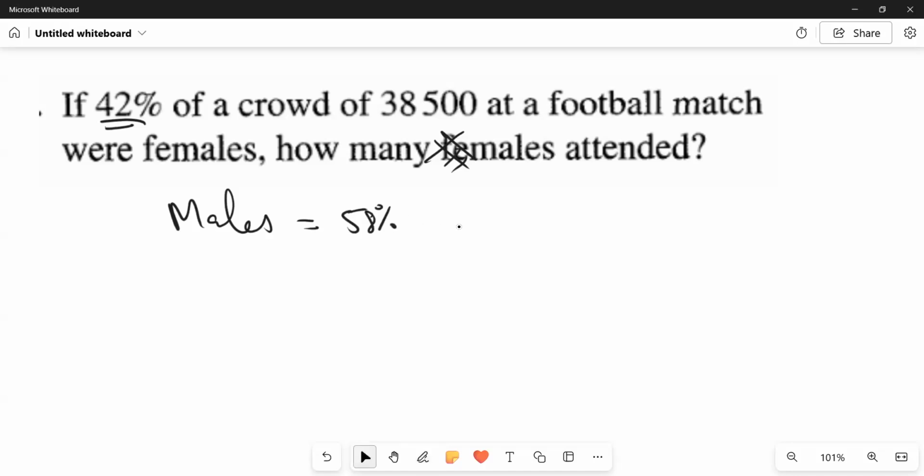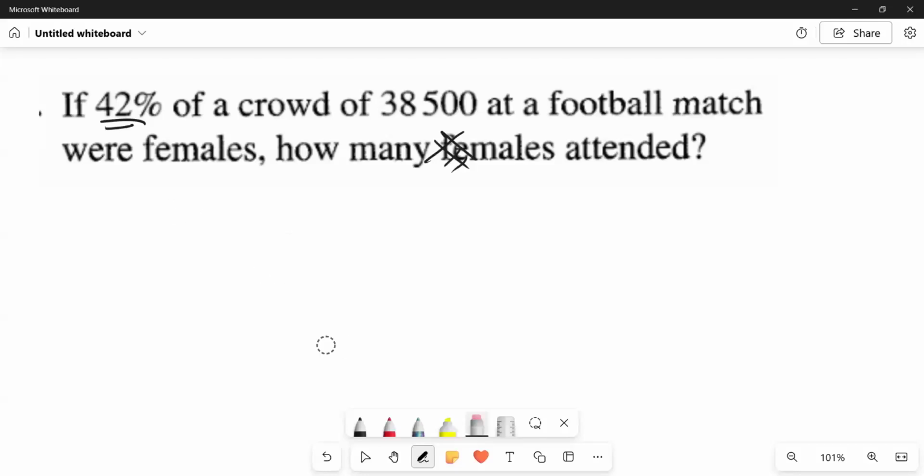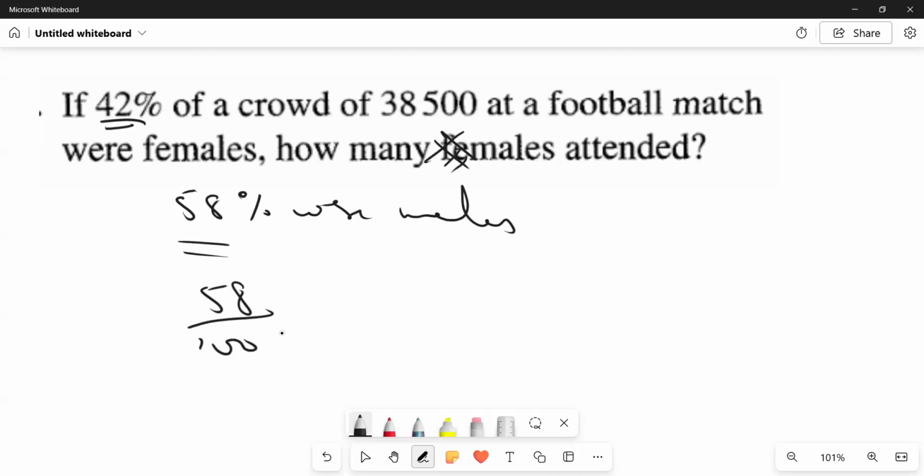All right, let me write that this way. So 58% were males, right? So how much does 58% represent? 58 over 100 times 38,500. And that will give us what? Sir, 22,330.